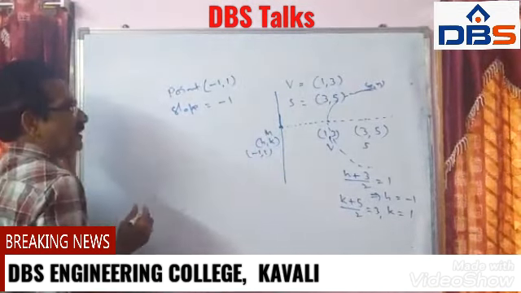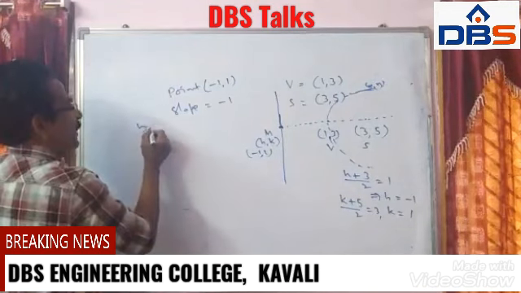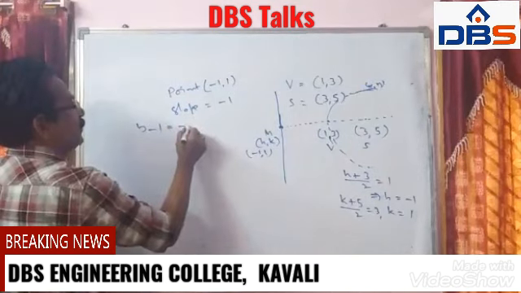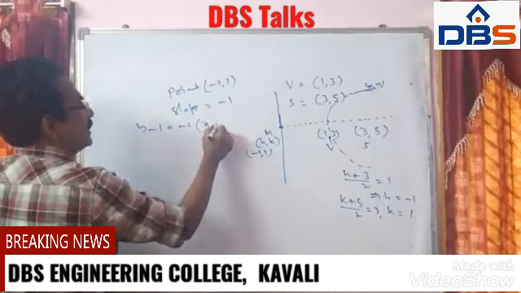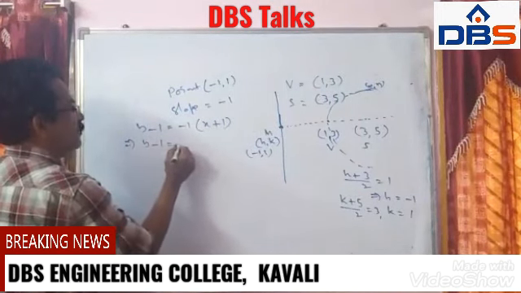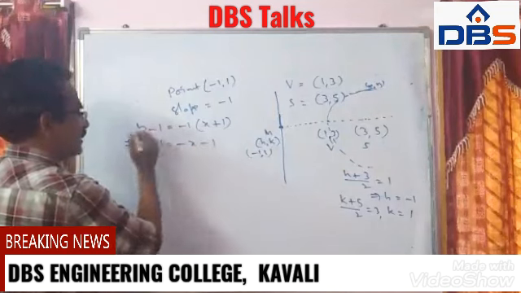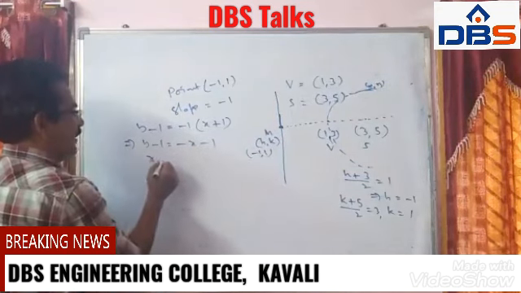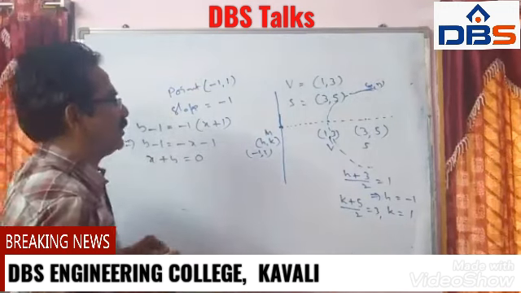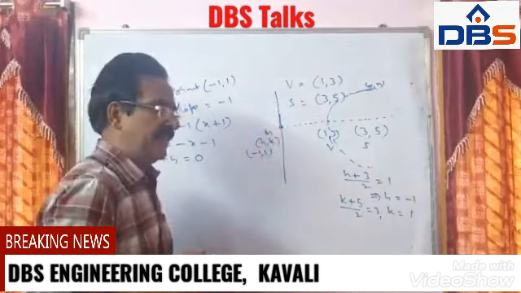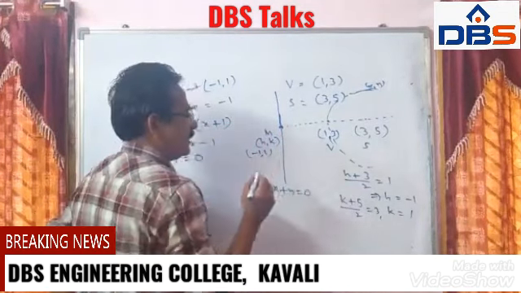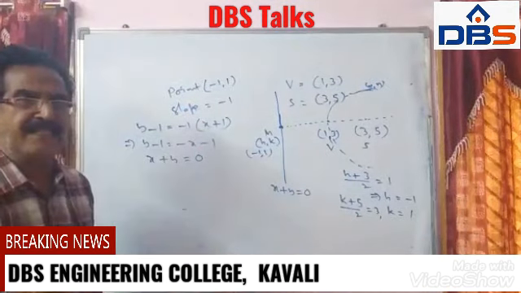Now we can find the equation of the directrix. y minus y1 is equal to m into (x minus x1), that is, x plus 1. It implies y minus 1 is equal to minus (x plus 1). Taking this to one side, x plus y is equal to 0. x plus y is equal to 0 is the equation of the directrix.